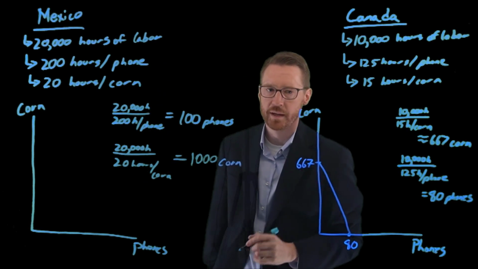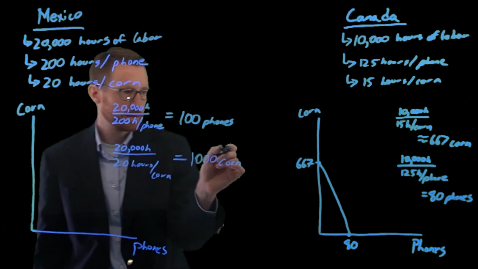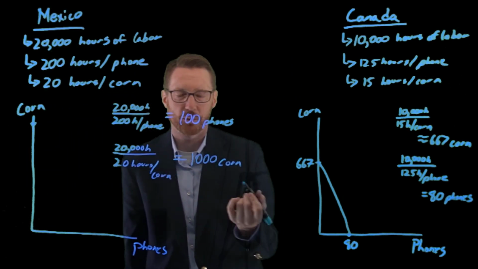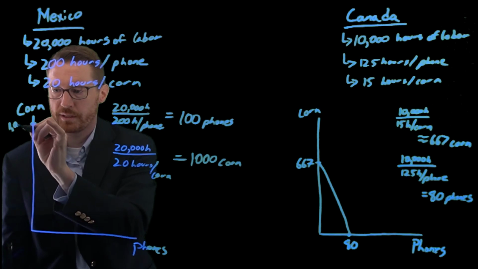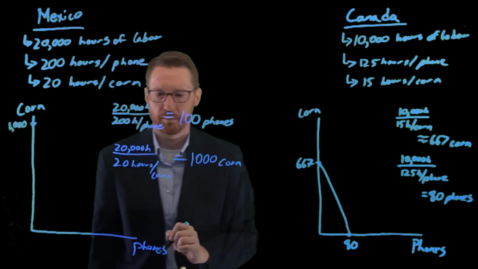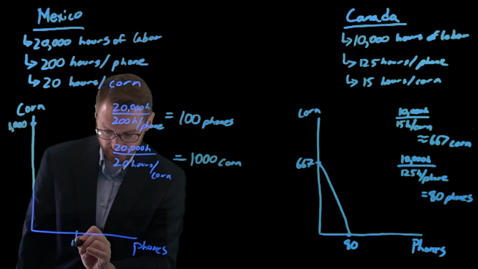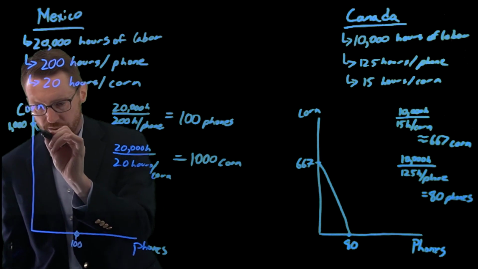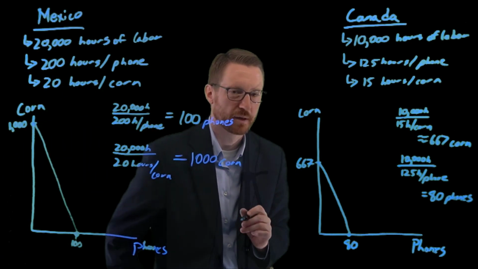corn. So now we can go ahead and set up their production possibility frontier. You don't have to get this visually right, but we'll give it at least a token effort. So 1,000 corn if they only make corn, or 100 phones if they put all their time in the phones, or some combination in between.